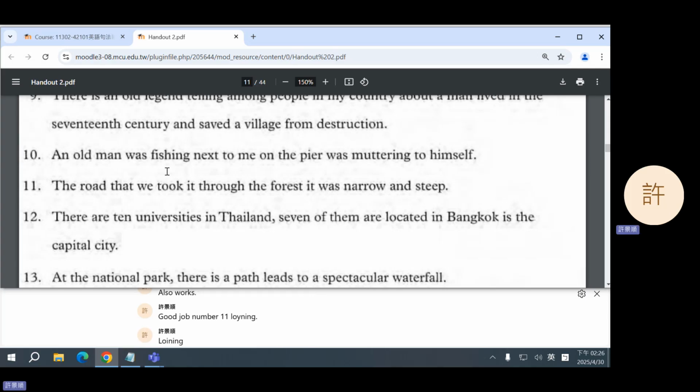玉宁还在吗？消失了。王佩琪. Number 11, the road that we took it through the forest, it was narrow and deep and steep. Good. Taking out this "it." Good. Also taking out this "it." There should be no "it" in this sentence.